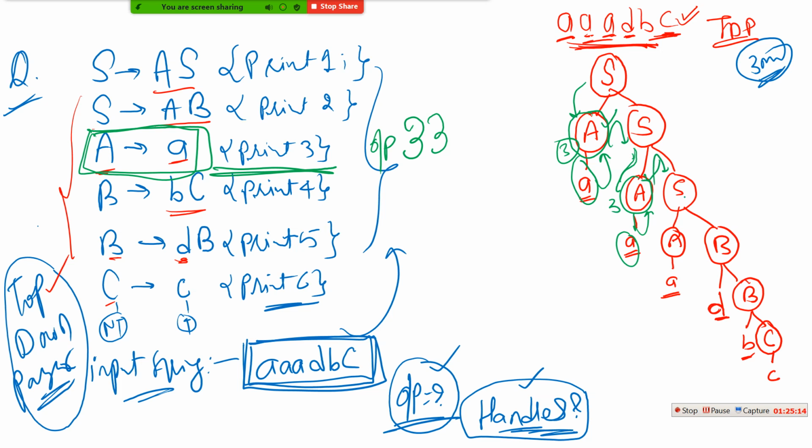Now after that, this S is generating A and B. This A is again getting a, so this A is generating a, and again it will print 3, because whenever the statement A derives a is executed, 3 gets printed on the screen. So here again 3 got printed, so I write 3 here again.